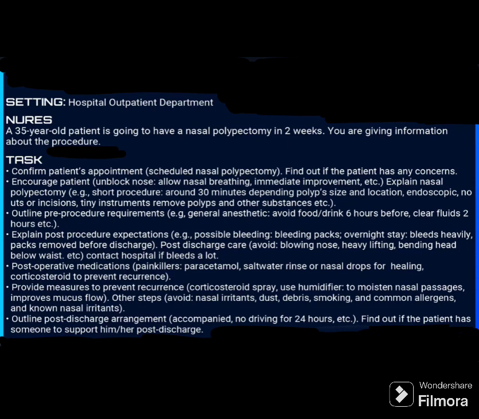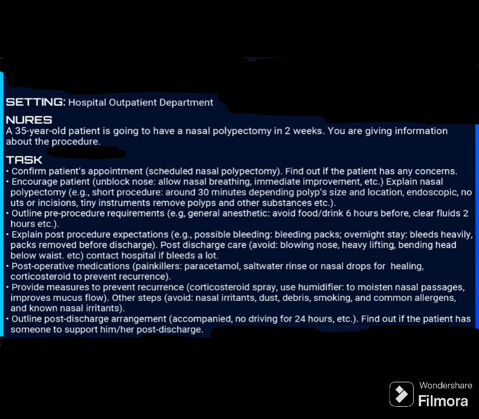Then you can tell that, well, Mr. James, from my system I can see that you are scheduled for nasal polypectomy in 2 weeks, isn't it? Or, am I correct? Like that, you can ask. Then find out if the patient has any concern. So you have to ask, do you have any concern about the procedure?